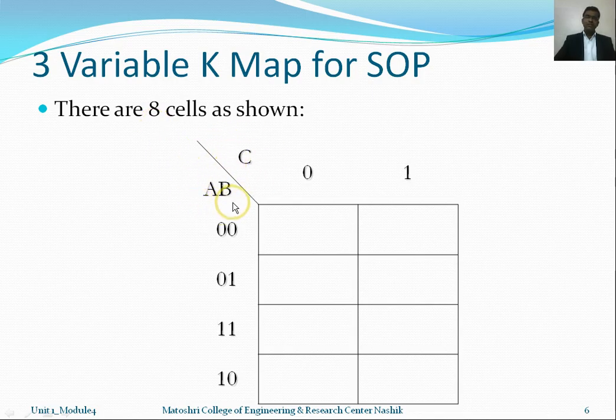We are going to utilize this formula for determining the number of cells in the K-map, where n is nothing but the number of input variables. So 2 to the power n is 2 to the power 3, so there are 8 cells in the three variable K-map. A and B are the first two variables and C is the third input variable of this three variable K-map.